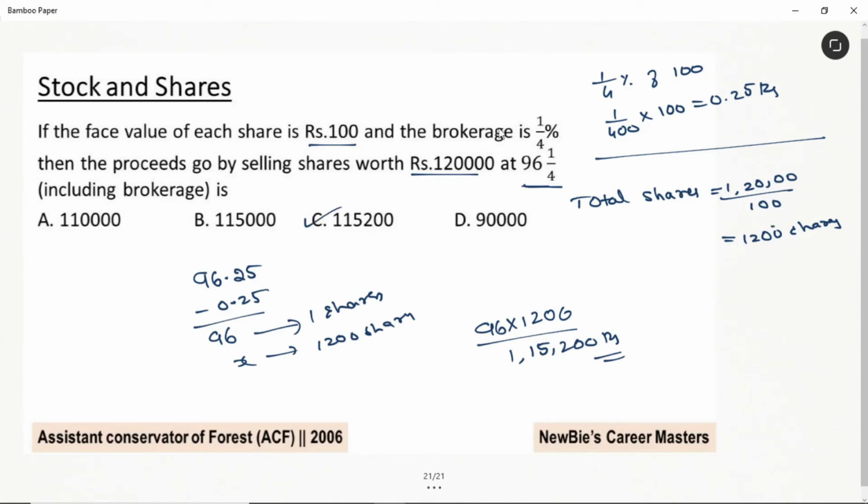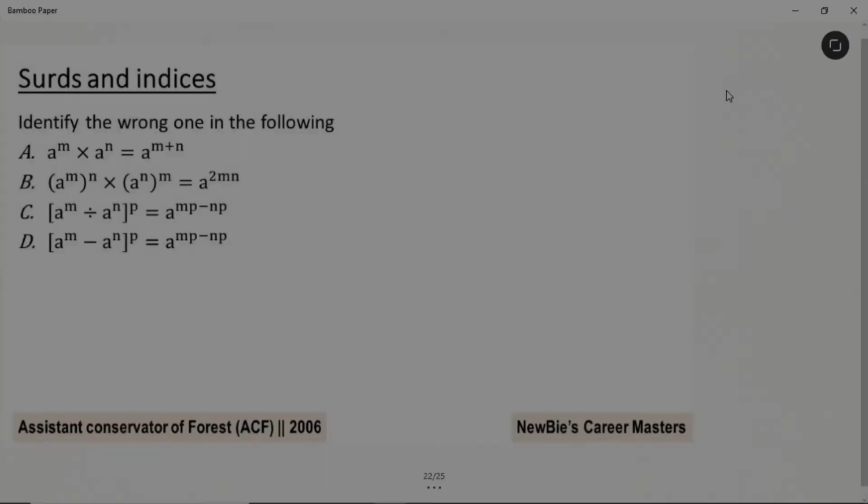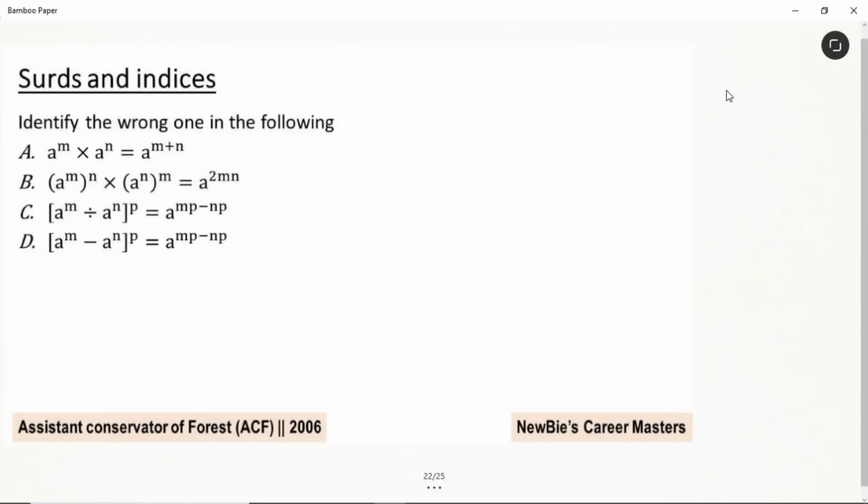Very simple. Just remove brokerage from the selling price. Then find out for one share 96 rupees and he has 1,200 shares. How much rupees he gets from that shares? Simple. Newbies, there are some basic questions in the paper.